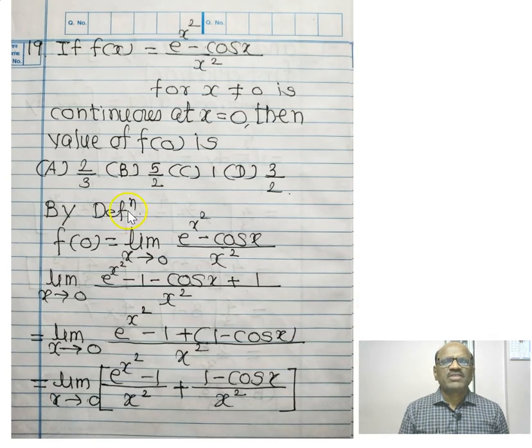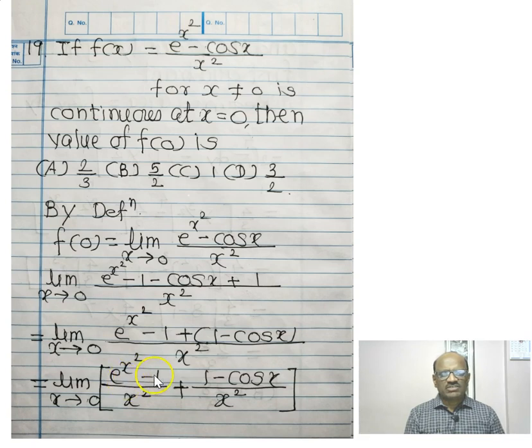Now next, if f of x is equal to e raised to x square minus cos x upon x square, again, where is the simple limit? That is for x not equal to 0, f is continuous at x equal to 0, then find the value of f of 0. Again, a very simple property: the limit of the function is equal to the value of the function. Now see this limit. By the definition, f of 0 is equal to limit x tends to 0 of e raised to x square minus cos x. Now adjust here plus 1 and minus 1. That is e raised to x square minus 1, and write it like this, 1 plus in bracket minus cos x. Now split this up.